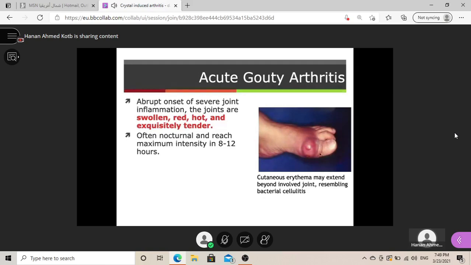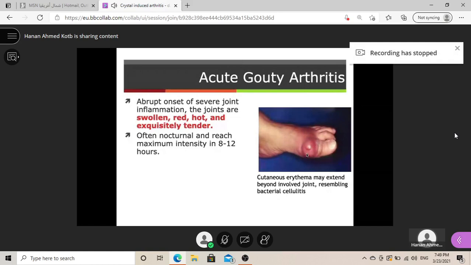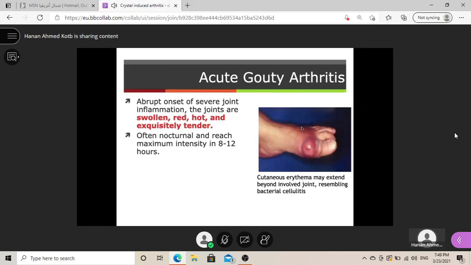This is a foot. There is redness around the first metatarsophalangeal joint. The redness and swelling are extending over the dorsum of the foot. So what do you think the differential diagnosis is when there is cutaneous erythema? We can think of cellulitis, we can think of septic arthritis, usually inflammation, infection.